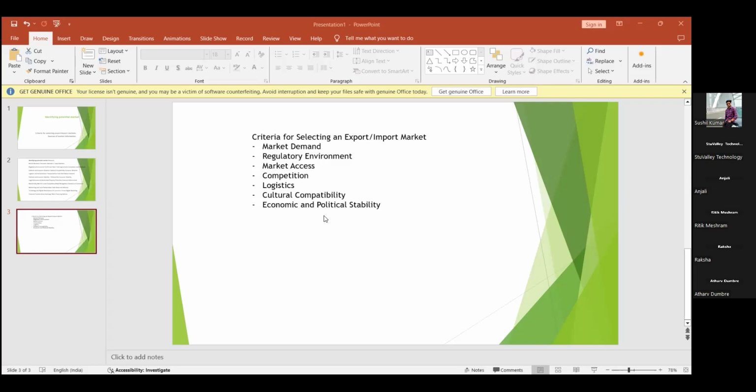Next comes competition. We have to check how many competitors are exporting that particular item to that country. How many competitors can you find, and whether local people are also manufacturing the same product. What is that demand, we have to look into how many competitors there are, and whether I can make money out of that. So in this way, we have to check the competition.